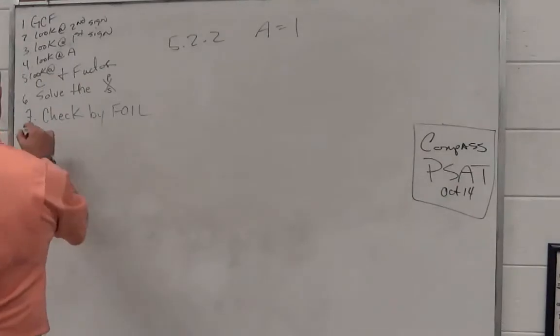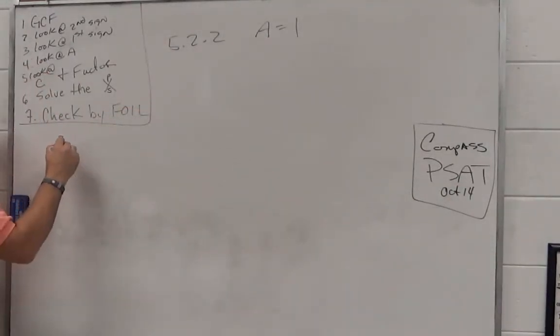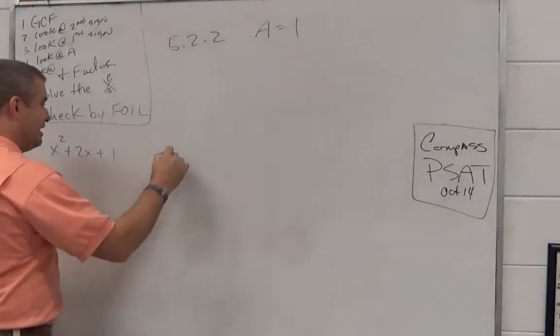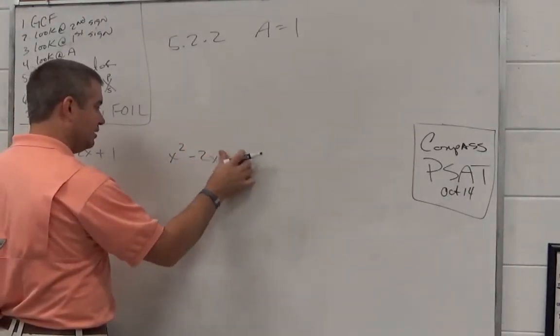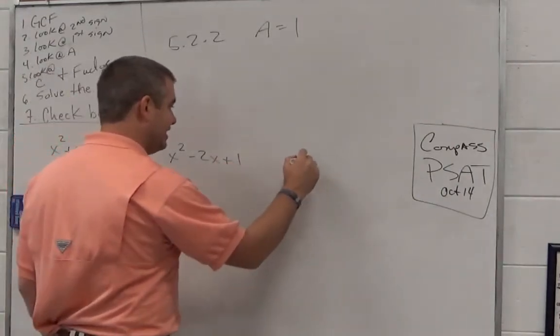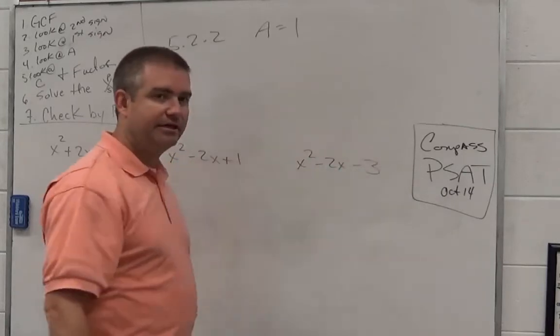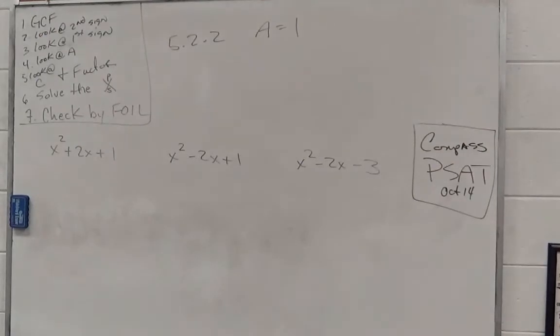All right, first step. If the quadratic looks like this, x squared plus 2x plus 1. If the quadratic looks like this, x squared minus 2x plus 1. If the quadratic looks like this, x squared minus 2x minus 3. Here's 3 examples. We're going to go through the signs first because you have to know what to do with the signs first. All right, what's step number 1? You've already written them down. What's step number 1? GCF.